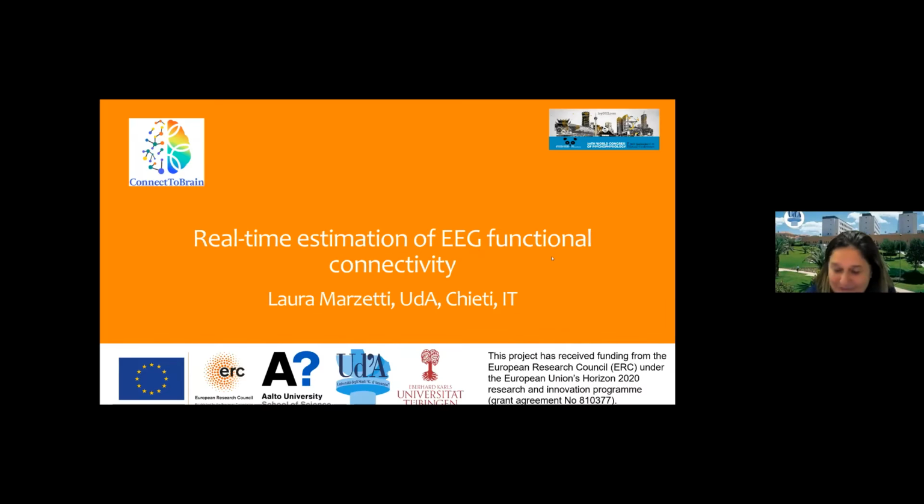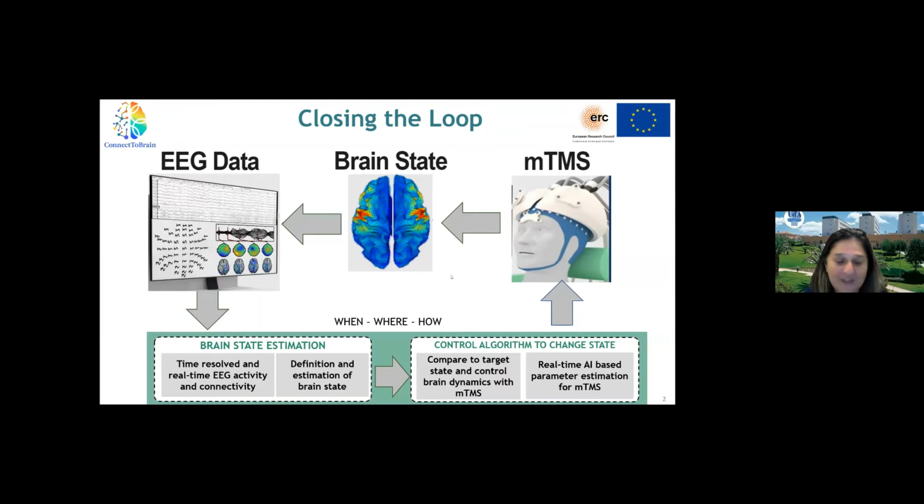So thank you, Christoph, for your nice talk. And thank you also for the nice introduction, which brings me to my talk, which is indeed related to the first steps that we did in using functional connectivity derived from EEG in order to use this in this closed loop environment and to drive the TMS device and the multilocus device in the long term.